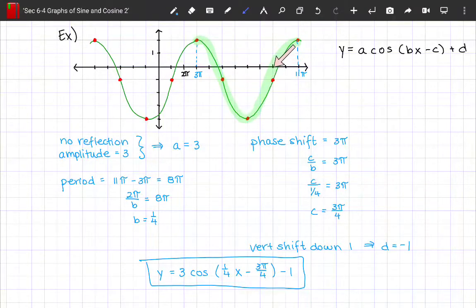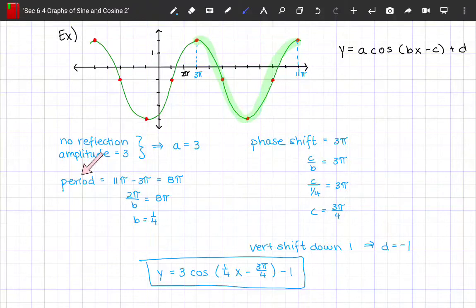And so if I take a look at this one, assuming this cup, the amplitude is from the middle. It's going up 3 units and down 3 units. And my cup is holding water, so there's no reflection. A is positive 3.